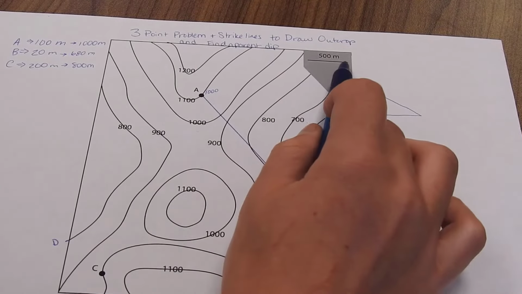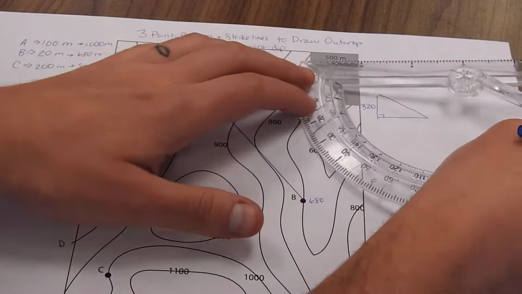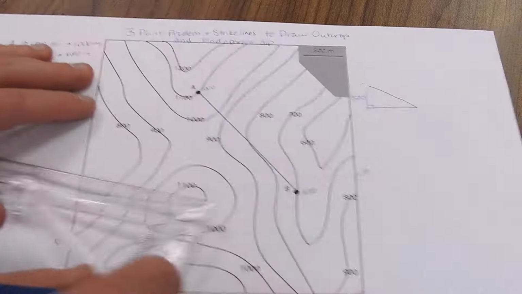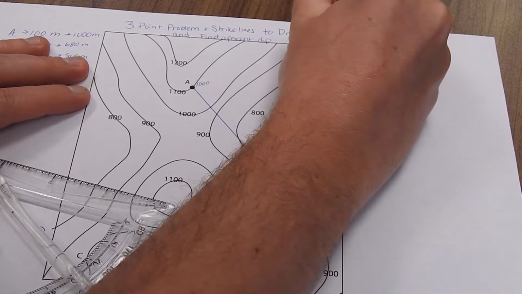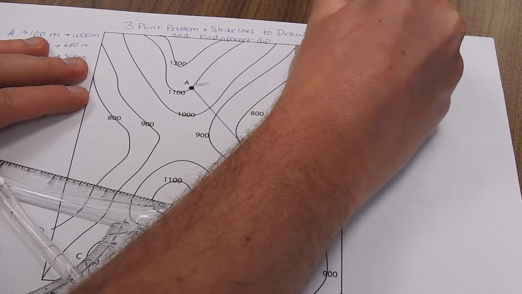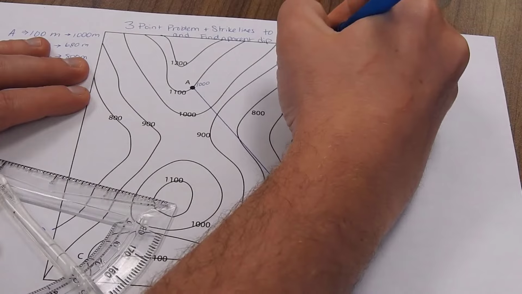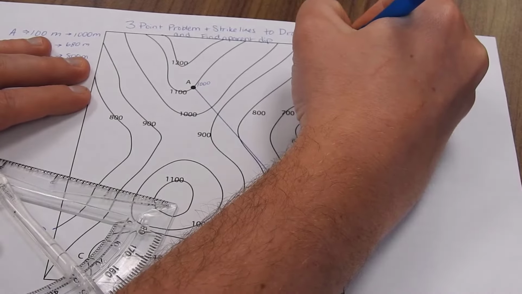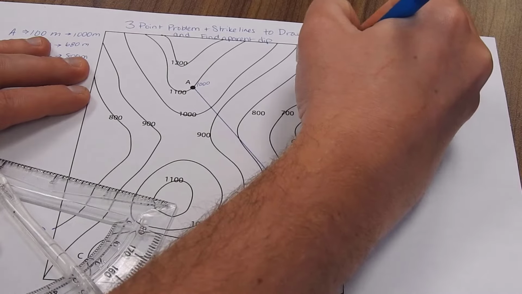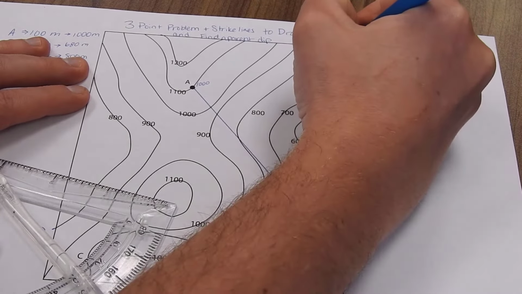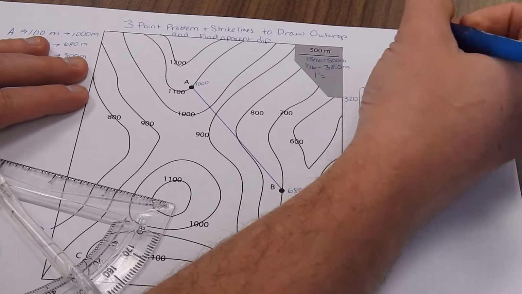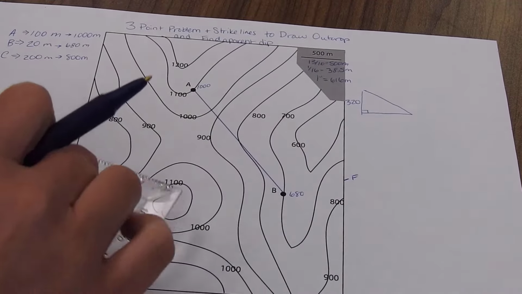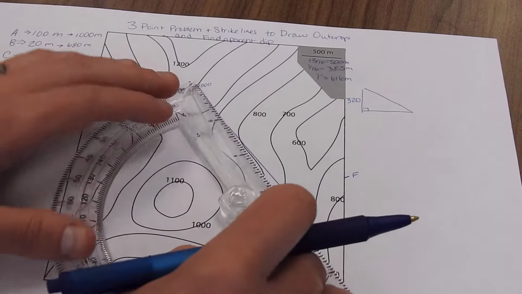So what we need to do is come up here with our ruler and measure that scale. And we get every 13/16 of an inch is 500 meters. So every 1/16 of an inch is going to be 38.5 meters, and every 1 inch is going to be 616 meters. So let's measure this horizontal distance down here now.